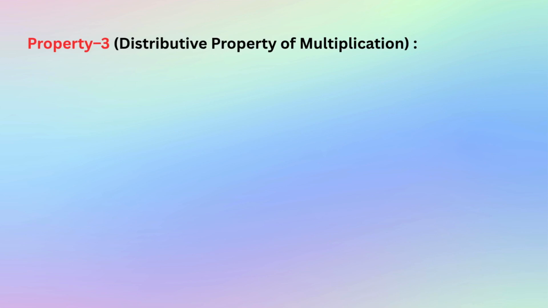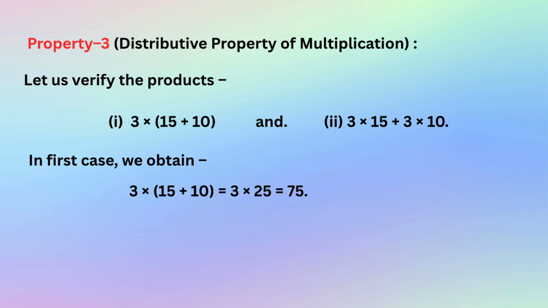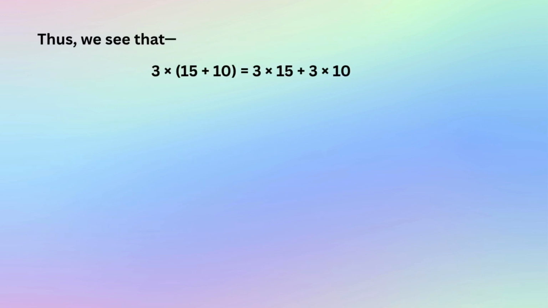Property 3. Distributive property of multiplication. Let us verify the products: 1, 3 times (15 plus 10), and 2, 3 times 15 plus 3 times 10. In the first case, we obtain 3 times (15 plus 10) equals 3 times 25 equals 75. In the second case, 3 times 15 plus 3 times 10 equals 45 plus 30 equals 75. Thus, we see that 3 times (15 plus 10) equals 3 times 15 plus 3 times 10.